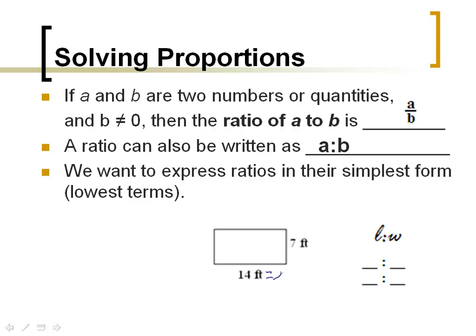So let's say 14 is my length here, and 7 is my width. So if I have length to width, I'm going to do 14 to 7. I just ignore my units, since my units are exactly the same. And reducing that, if I divide them both by 7, it's 2 to 1. So the ratio of the length to width is 2 to 1.